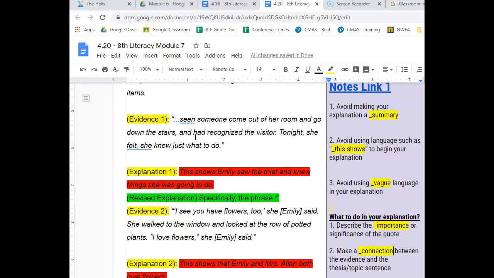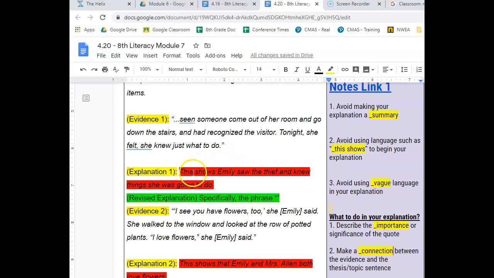So now that we've got those notes, we're actually going to look at an example of an explanation and revise it just like you're going to do in your own work. So, explanation 1. This is in red here, so please follow along as I read it. This shows Emily saw the thief and knew things she was going to do. Right? This explanation falls flat or is incorrect in 3 different ways.